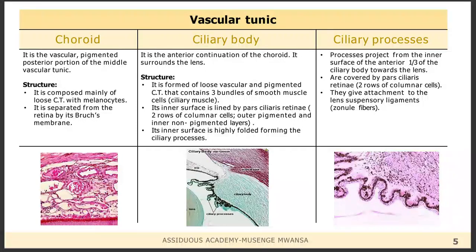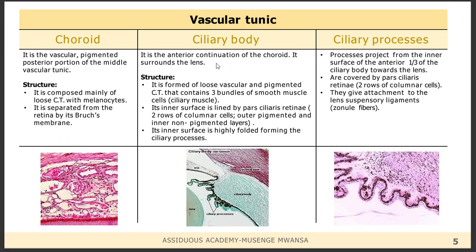So the choroid is separated from the retina by Bruch's membrane, that is histologically. Remember, after the fibrous layer, you have got the vascular layer where you find the choroid. After the vascular layer, you are going to have now the neural layer where you're going to find the retina. So between the retina and the choroid, you have got Bruch's membrane.